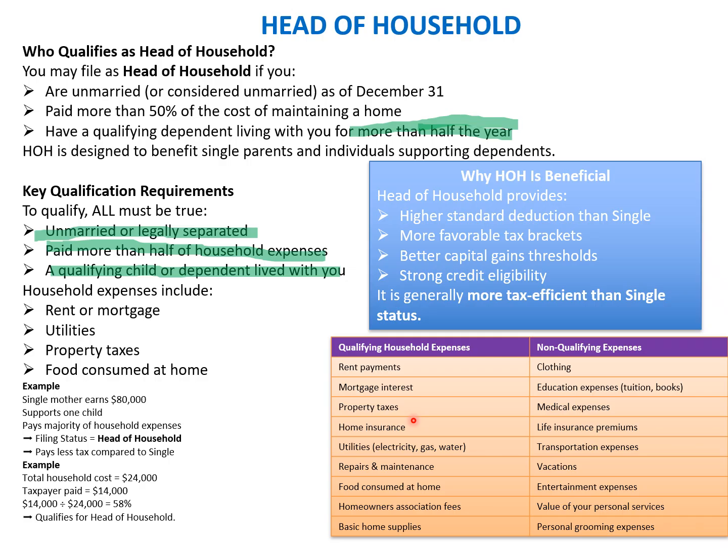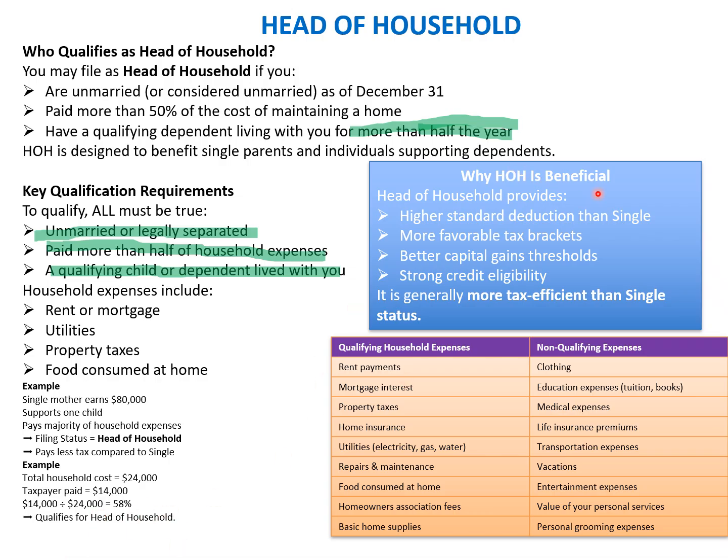So, for example, a single mother earns $80,000, supports one child, and pays majorly for the household expenses. So the filing status is head of household and she pays less tax as compared to single. Another example: total household cost is 24,000 and the taxpayer pays 14,000, which means he or she is paying 58% of the total household expenditure. Then this individual can file the return as head of household.